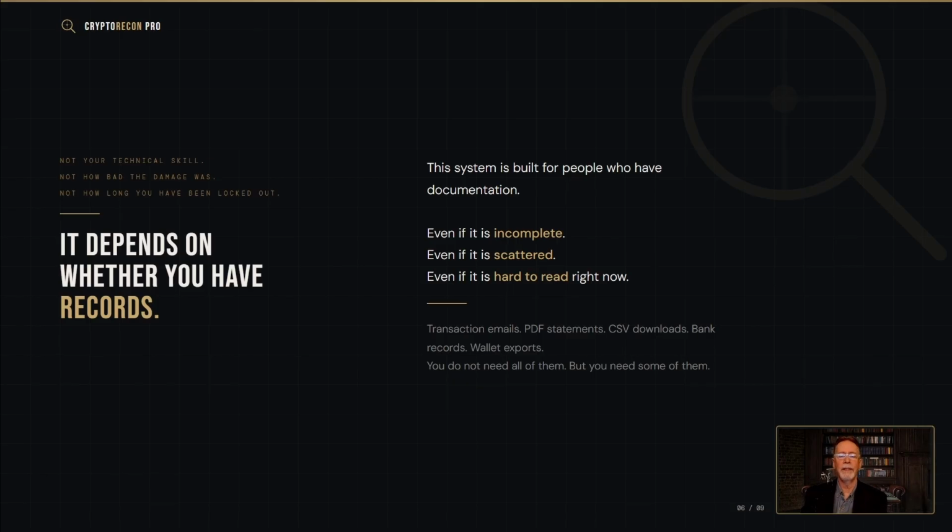Not your technical skill, not how bad the damage was, not how long you've been locked out. It depends on whether you have records. This system is built for people who have documentation, even if it's incomplete, even if it's scattered, even if it's hard to read right now. Transaction emails, PDF statements, CSV downloads, bank records, wallet exports. You don't need all of them, but you need some of them, enough to create a trail that connects.